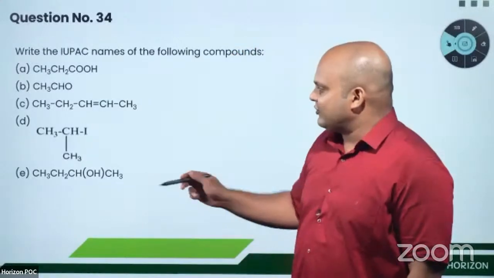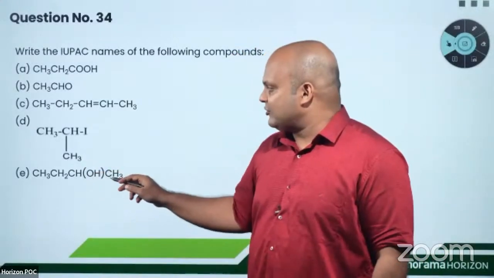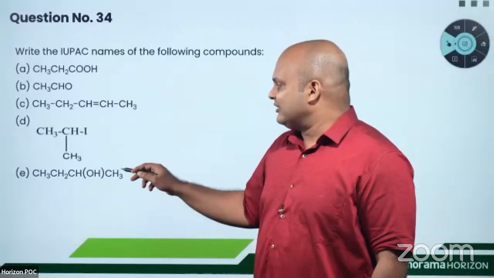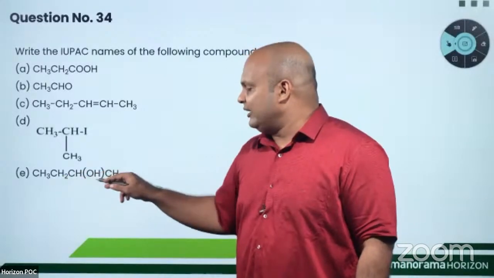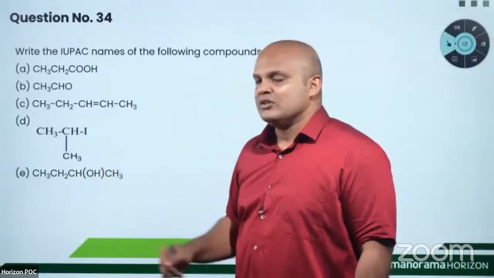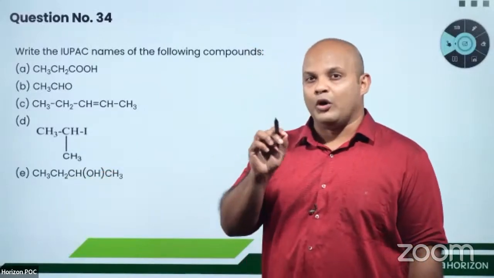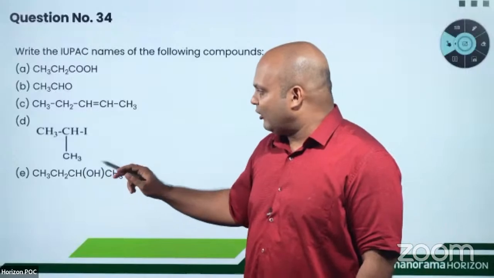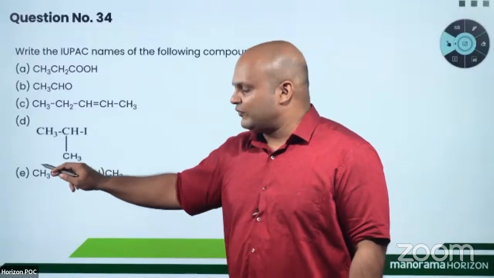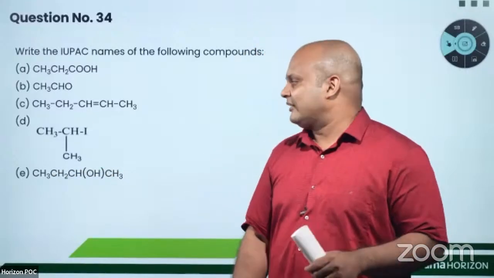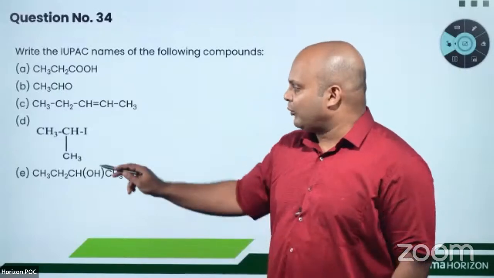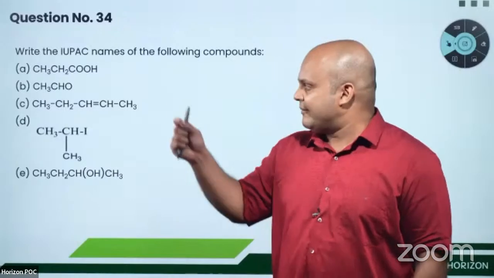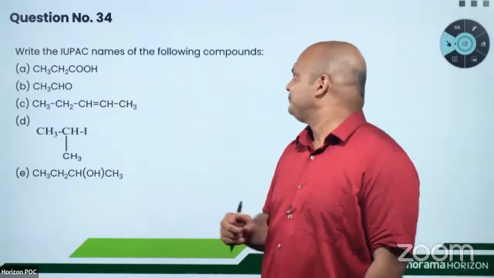The last one is CH3, CH2, CHOH, CH3. So in this case, what we are having is from this side 1, 2, 3, and from this side 1 and 2. So again, we give the smaller number more prominence. We have how many here? 1, 2, 3, 4. 4 carbon atoms, that is butan-2-ol. So this is an alcohol with the functional group on the second carbon atom. These are the names for these compounds.